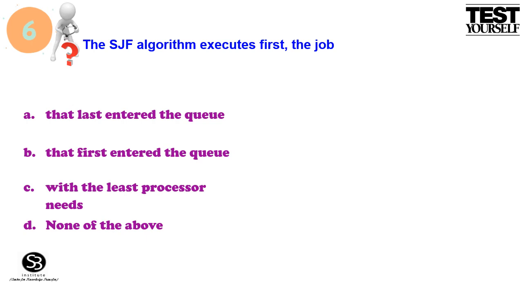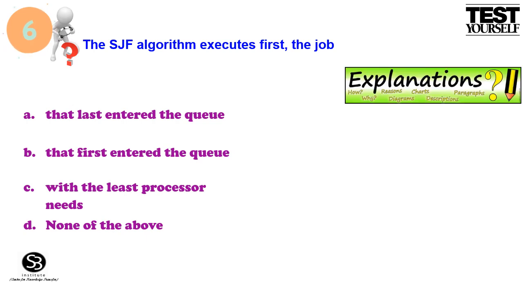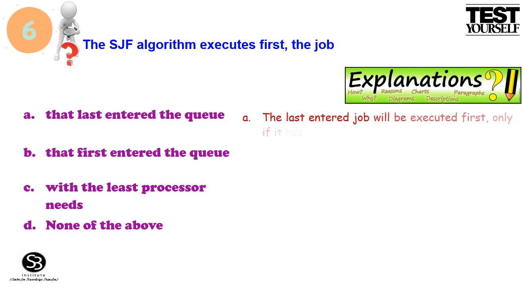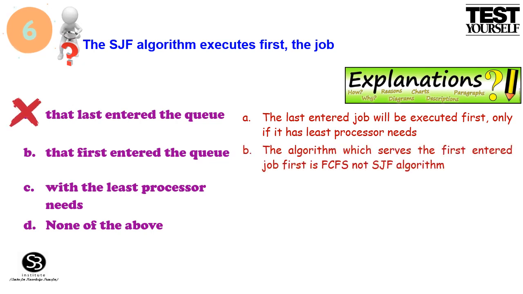Here are the explanations. Option A, that last entered the queue. The last entered job will be executed first only if it has least processor needs. Option B, the first entered the queue. The algorithm which serves the first entered job first is first come first serve, not shortest job first algorithm. Option C, with the least processor needs.